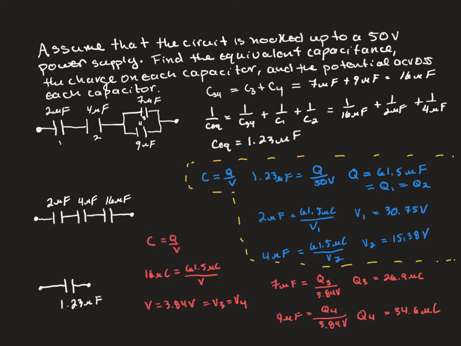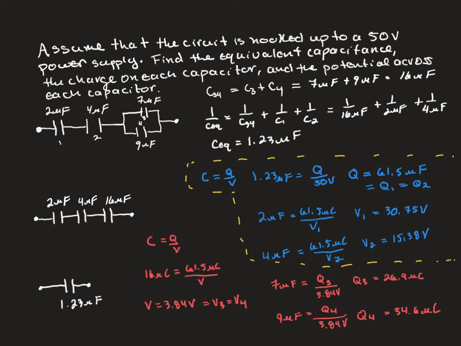Alright, so in this problem, we're going to assume that the circuit is hooked up to a 50-volt power supply. So between here and here, there's a power supply hooked up. And we want to find the equivalent capacitance, the charge on each capacitor, and the potential across each capacitor.